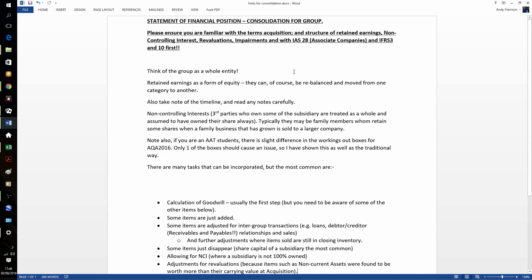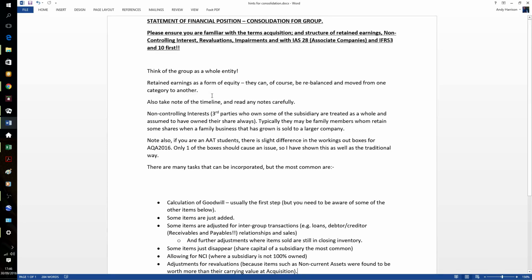Watch out for the terms: acquisition, retained earnings. Make sure you know what a non-controlling interest is, how to deal with revaluations and impairments, and have a quick look at the International Accounting Standard for associate companies, because we can consolidate an associate company if we have sufficient control over it, and also the two IFRSs.